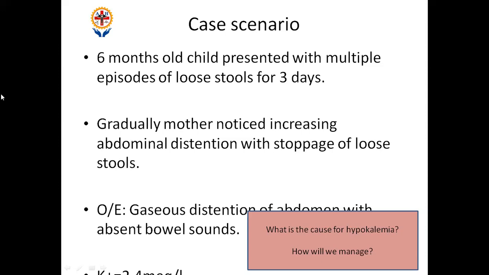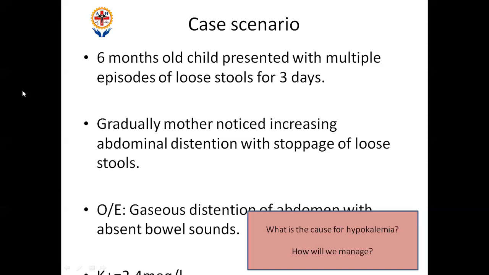What is the cause? First question, what is the cause? Dehydration due to loose stools. Okay, extrarenal losses of potassium. So what is the reason for gaseous distension of the abdomen and absent bowel sounds? What is the reason? The answer is in front of you only.